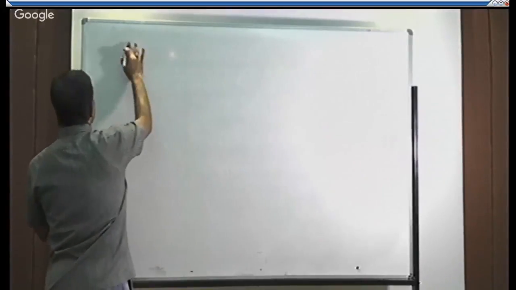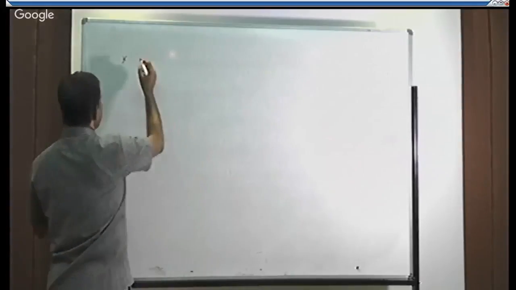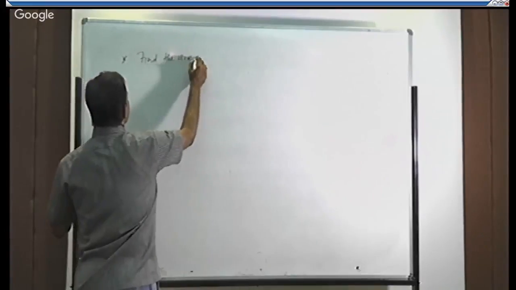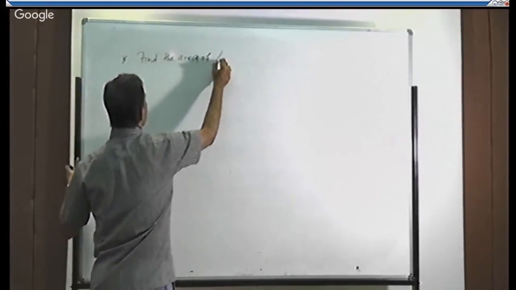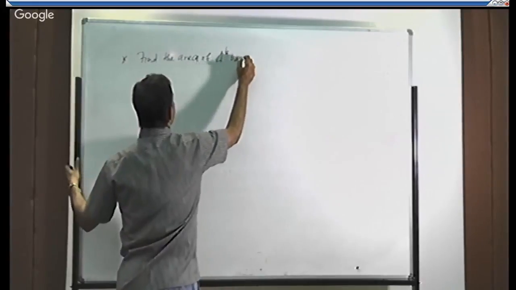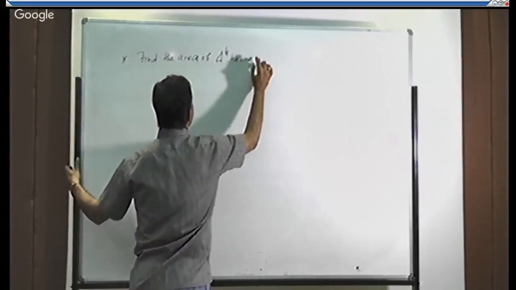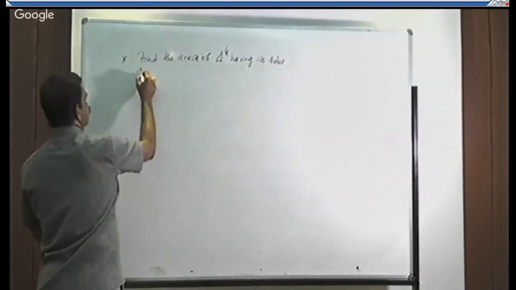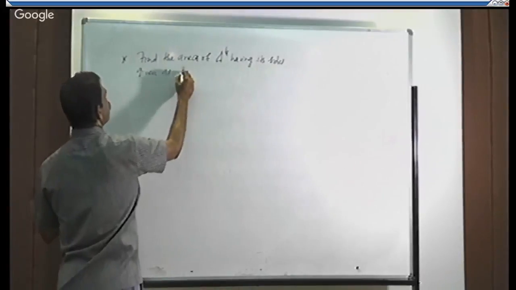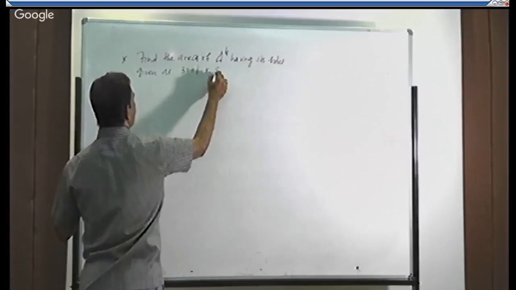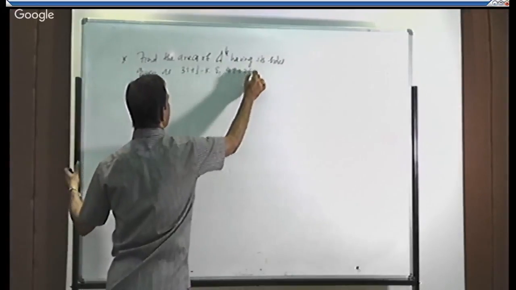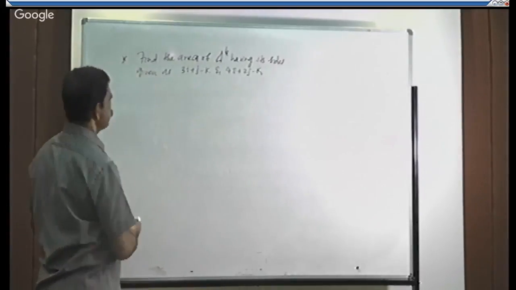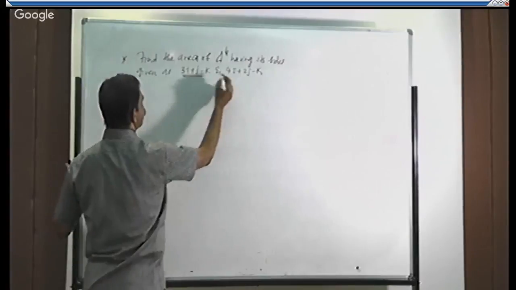Let's work out the problem on area of a triangle. Find the area of a triangle having its sides given as 3i plus j minus k and 4i plus 2j minus k. Consider the vectors as the sides of the triangle.